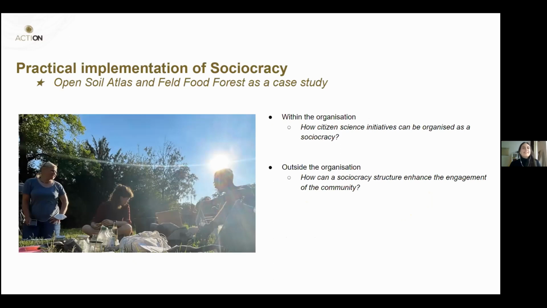Thank you, Liz. So hello everybody, I'm Anna, and I'm going to talk today in more detail about the practical implementation of sociocracy. So we will see how we at Feld Food Forest and Open Soil Atlas used sociocracy as a governance system to self-organize our community, but also how we used the sociocratic tools and principles to engage the community outside our organization.